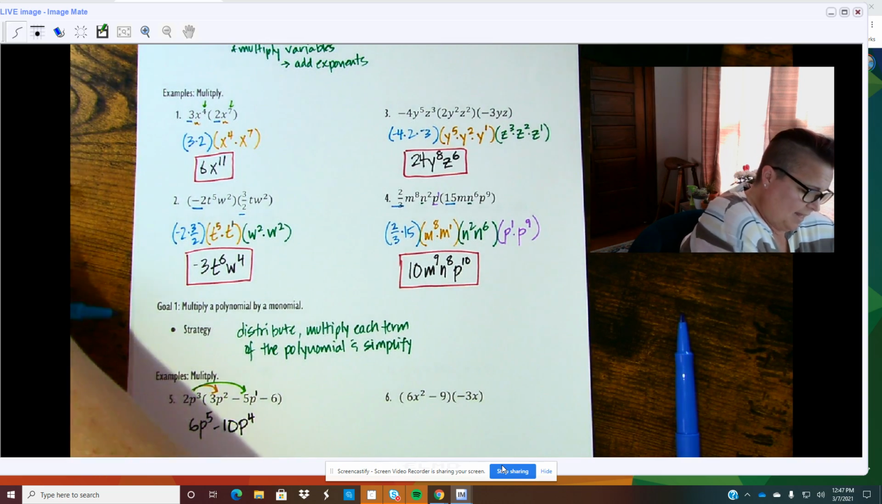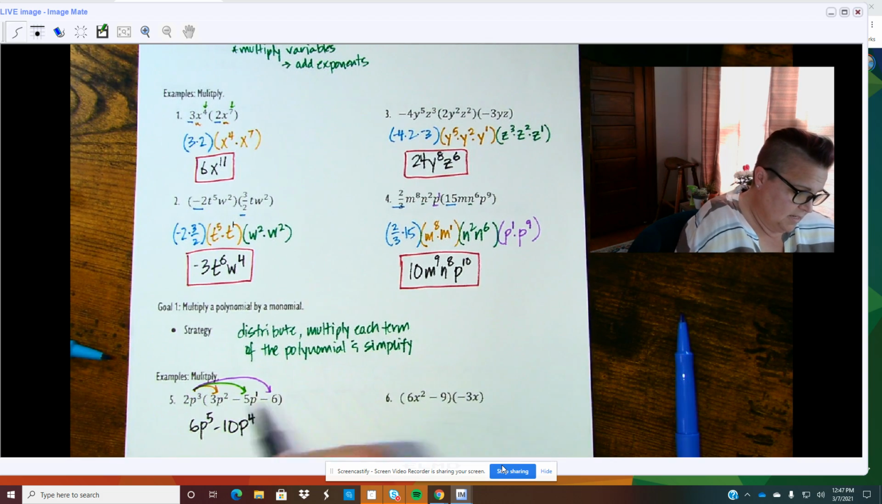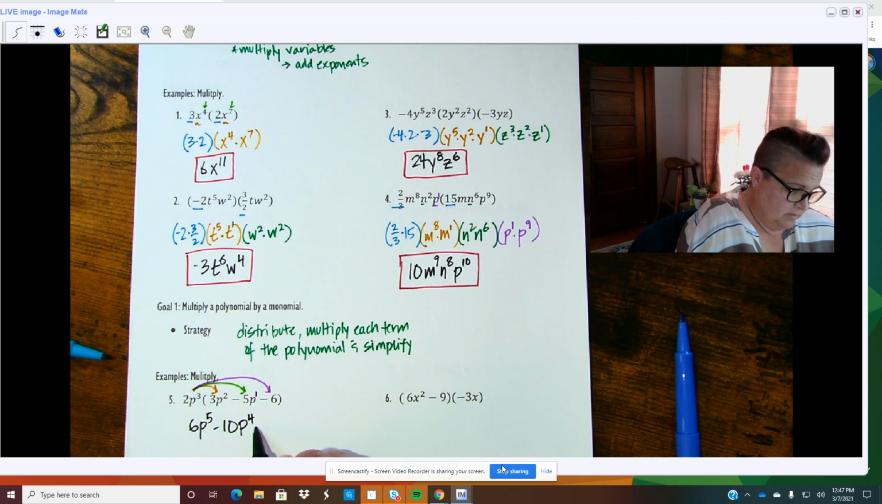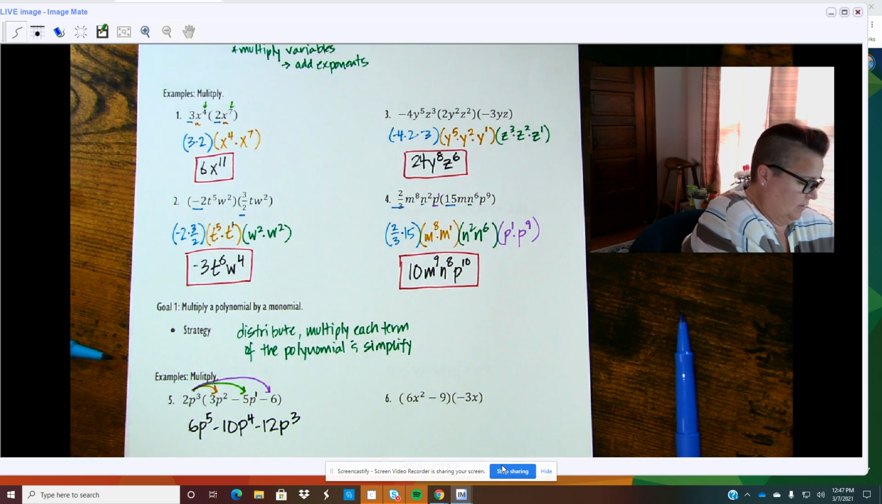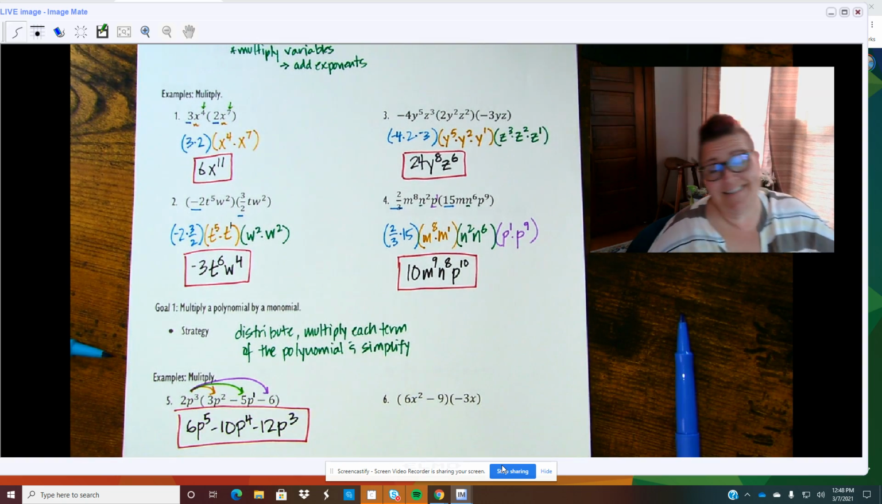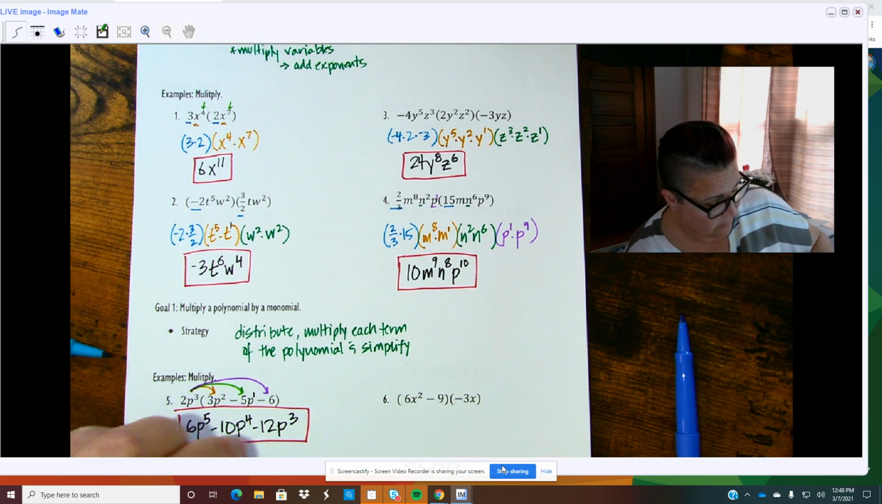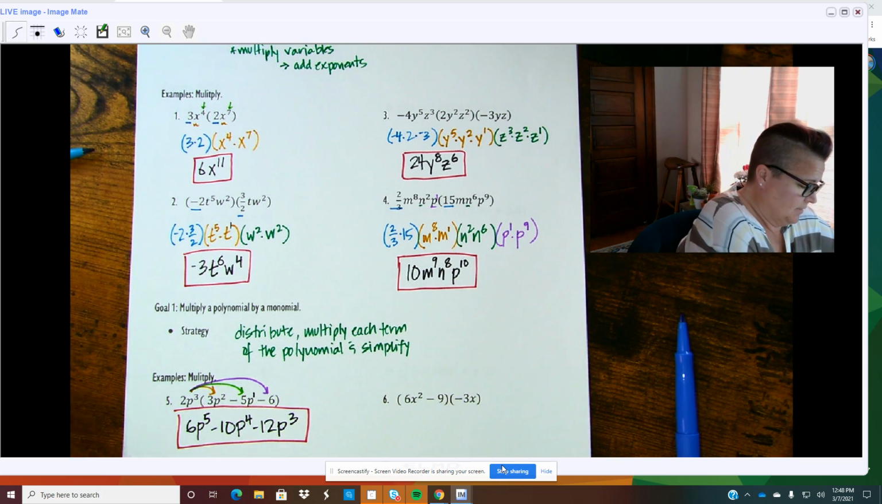And then for the last one, I've got a 2p cubed times a negative 6. That's going to be a 2 times a negative 6, which is a minus 12. And there are no variables here, so this p to the third just stays. That's not going to change. And I have distributed. I cannot combine anything because that's a 5, a 4, and a 3. Even though the variable is the same, the exponents are not, and therefore they cannot be combined.